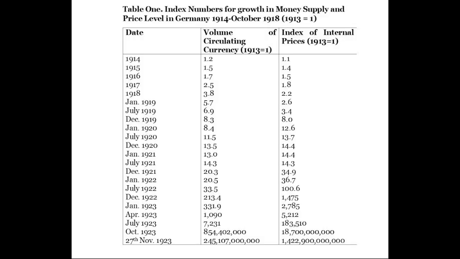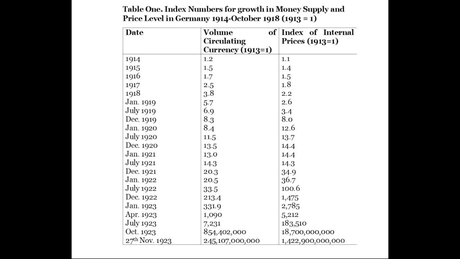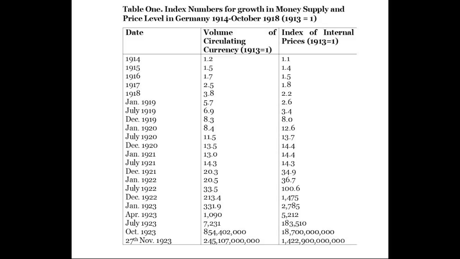Table 1 shows the growth in money supply and the price level between 1914 and late November 1923. As can be seen, during the war years 1914 to 18, the total money supply increased by a factor of 3.4, and the price level doubled. Between January 1919 and January 1922, it grew by a further 3.6 times. The real acceleration, however, began in the second half of 1922. Between July and December of that year, the total money supply grew by over 500%, and prices increased by 1,375%.